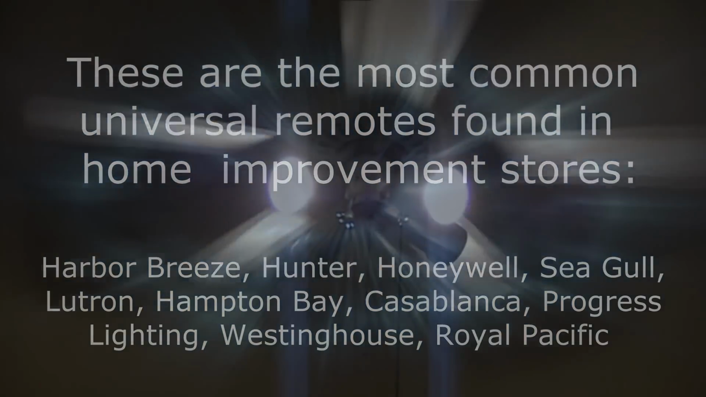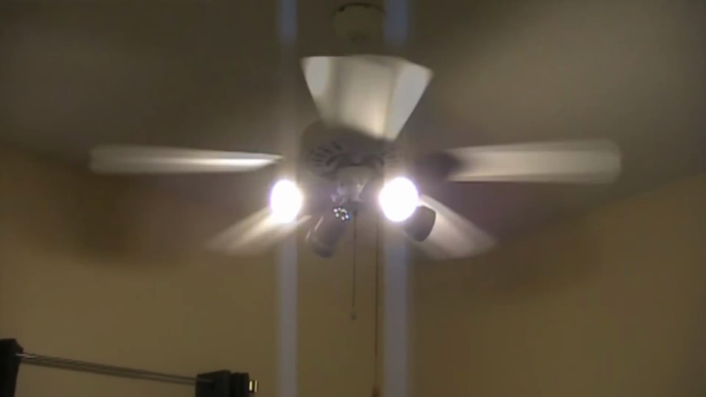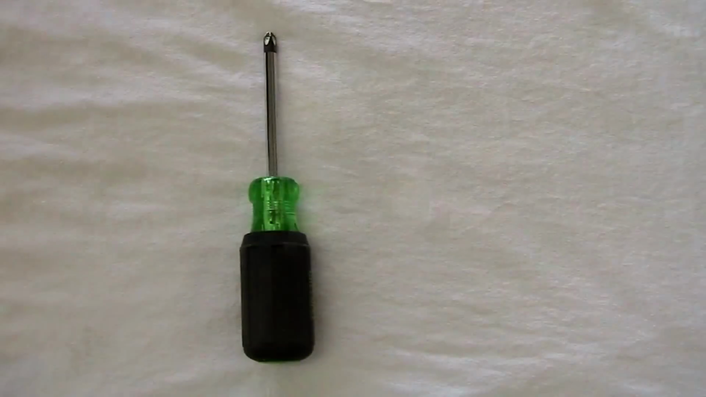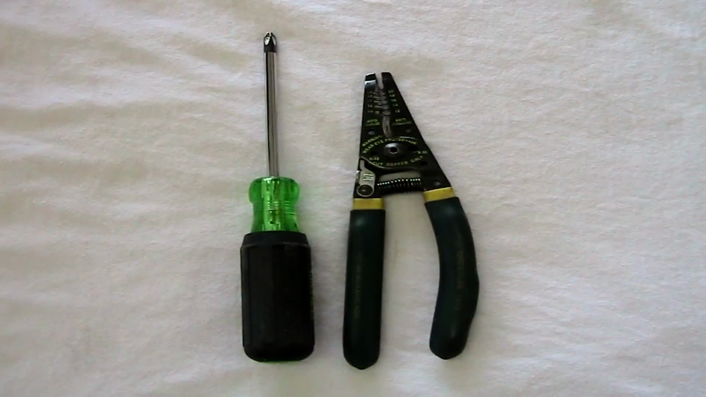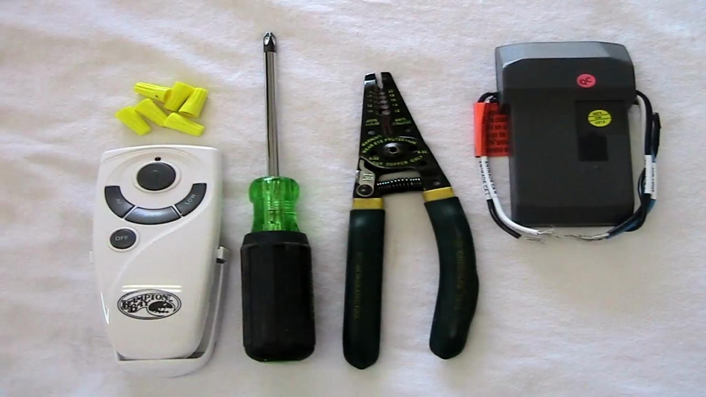After you've purchased a universal remote from your local home improvement store, you're ready to complete this project. The tools needed will be a Phillips head screwdriver, wire strippers, wire nuts, which are included with the purchase of the remote, the receiver, and the handheld unit.